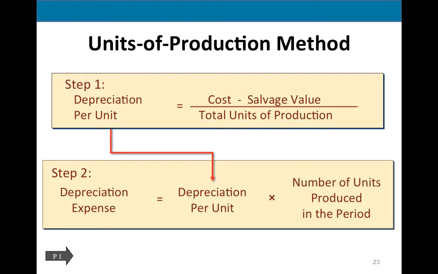The second method is called UOP, or the units of production method. This is probably the best method for matching expenses against revenues. So guys, look, there are two steps. The first step, look at the formula. The numerator is the same, cost minus salvage value, 10K minus 1K. But in the denominator, instead of dividing it by useful life, we divide it by how many shoes we think we will produce. So it will give you depreciation per unit.